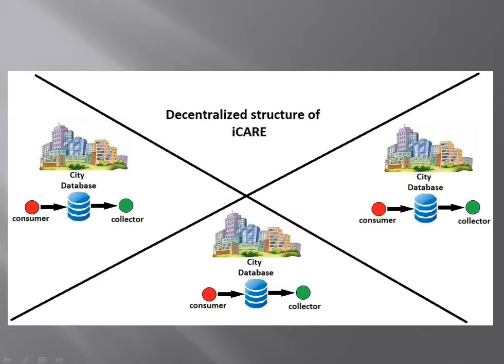The decentralized structure of iCARE means that any city can implement its own database server and bulletin board, serving data for the local population. In this structure, local consumers, those who generate garbage, may leave a list of recyclable materials in the bulletin board of the city. In turn, local collectors, those who pick up the recyclable materials, may check the bulletin board of the city and verify which materials are offered for recycling.